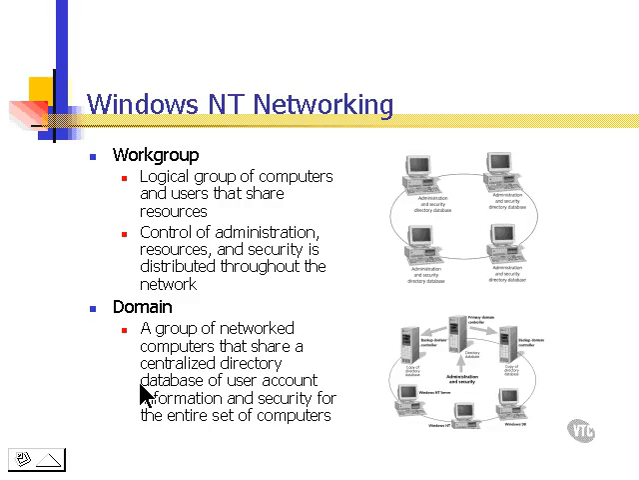Windows NT networking divides itself into two different types of networks: workgroups and domains. A workgroup is a logical group of computers and users that share resources. Control of administration, control of those resources, and control of security is distributed throughout the network.